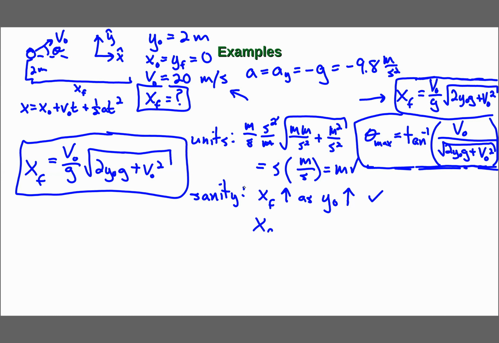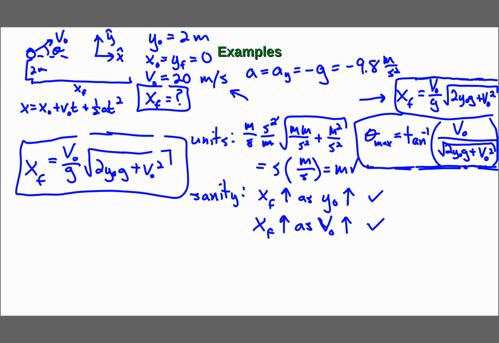We also have xf goes up as v naught goes up. Notice it's in the numerator over here, and then the numerator again here. So as v naught goes up, xf goes up. And that makes sense. If we can throw the ball harder, if we can just give it a faster velocity to start with, we can throw it further. Again, that makes sense.